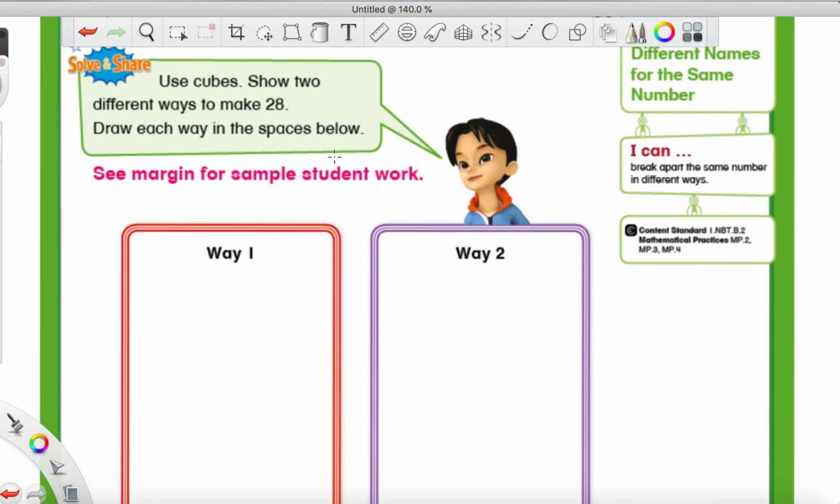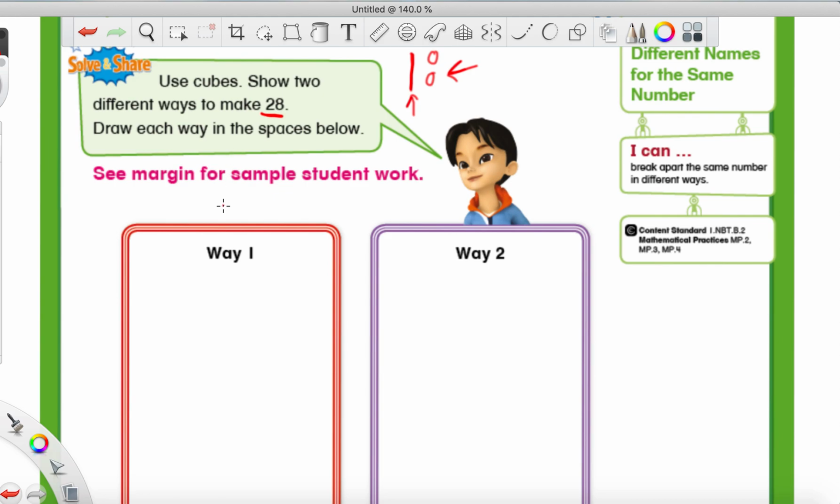So it's saying to use cubes and stuff, but we're going to use what we learned last time, where we're going to make the 10 sticks and the ones circles. Okay, so for 10 we're going to make this stick right there, and for the ones we will make these little circles right here. Okay, nothing too crazy. So it says show 2 different ways to make the number 28. Draw each way in the space below. Well, we can do that.